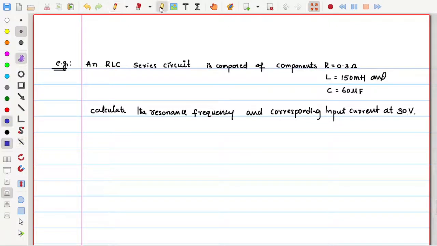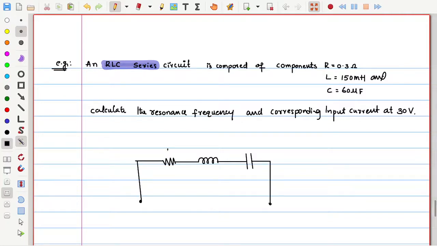See what they are saying: a series RLC circuit. Quickly draw the series RLC circuit: R, L and C. That's it. This is the RLC circuit, with impedance R plus jXL minus jXC.